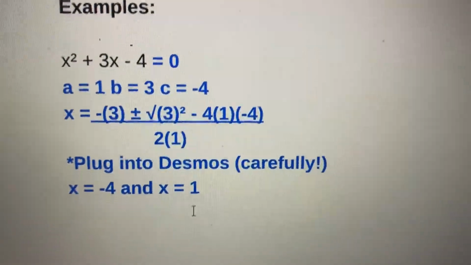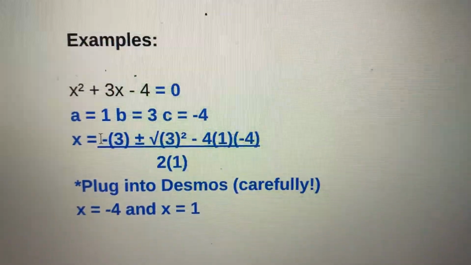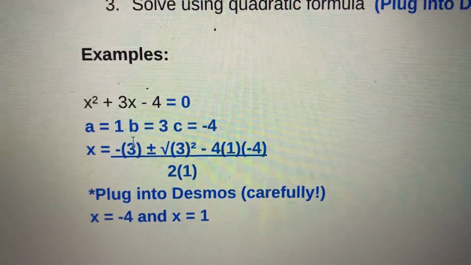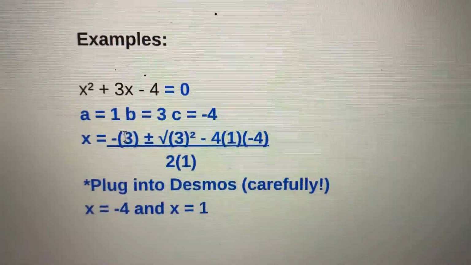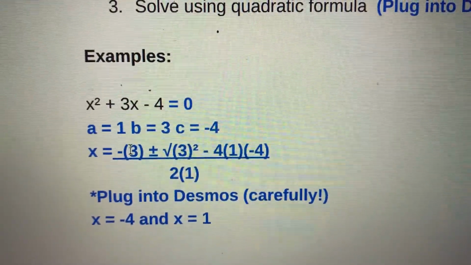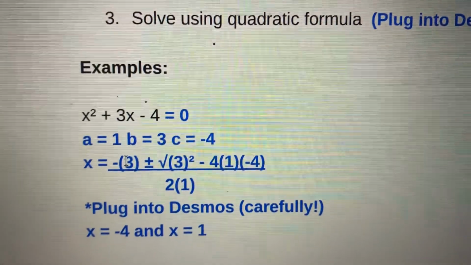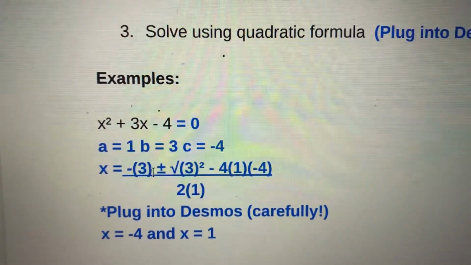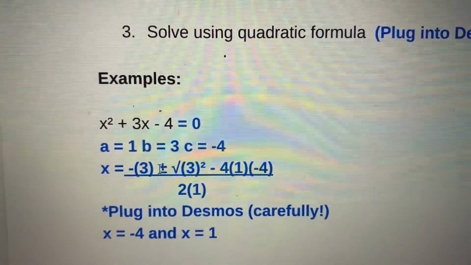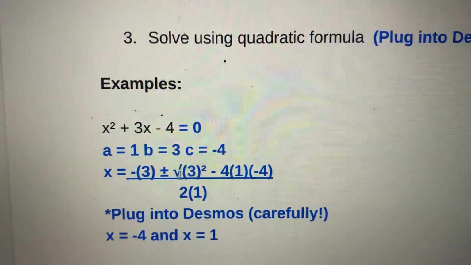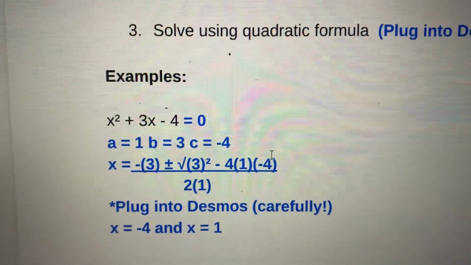So it goes negative b. So we have a negative sign here. We know that our b term is 3, so we're going to put the 3 there. If you remember from a previous unit, whenever we replace a letter with a number, we have to put it in parentheses. So we're going to put the 3 in parentheses. Then we have the plus or minus sign. Then we do the square root, which I call the check mark button. So we do the check mark.